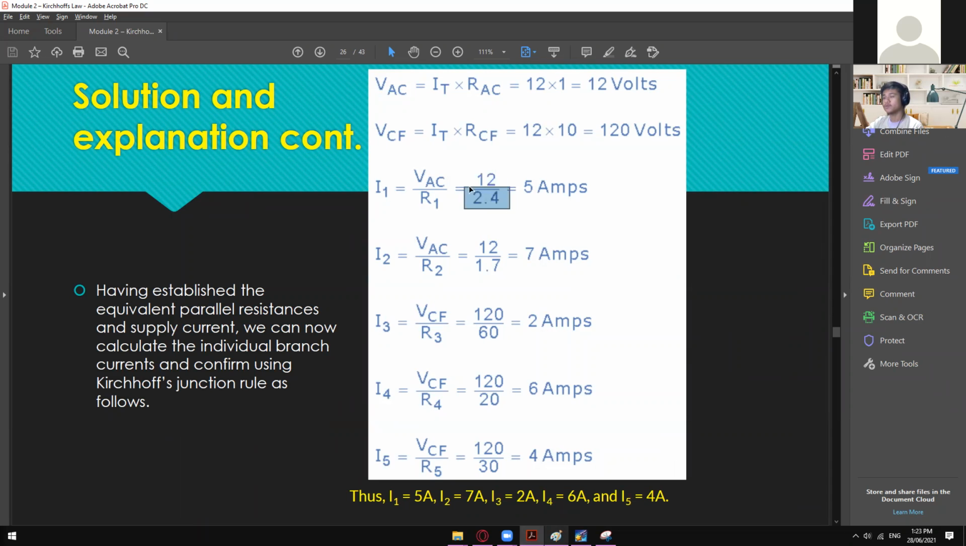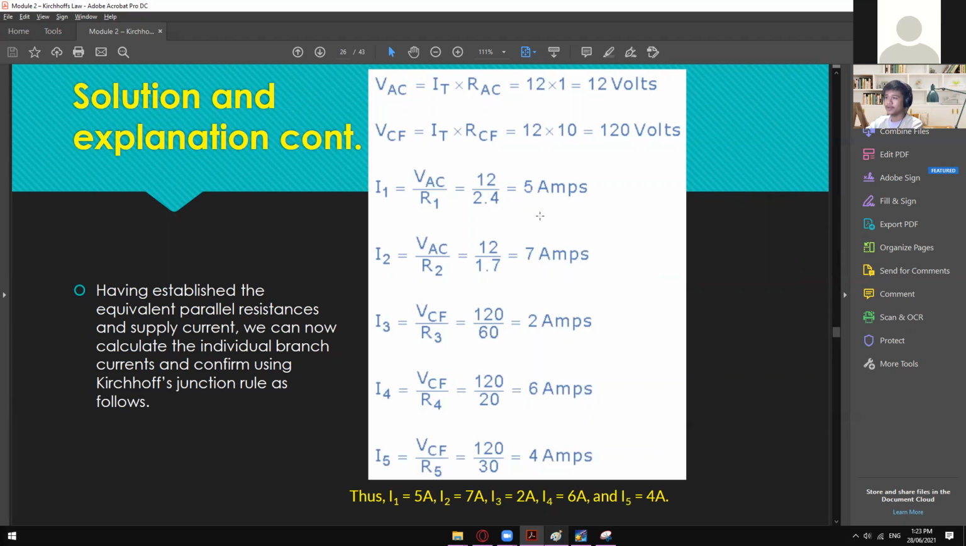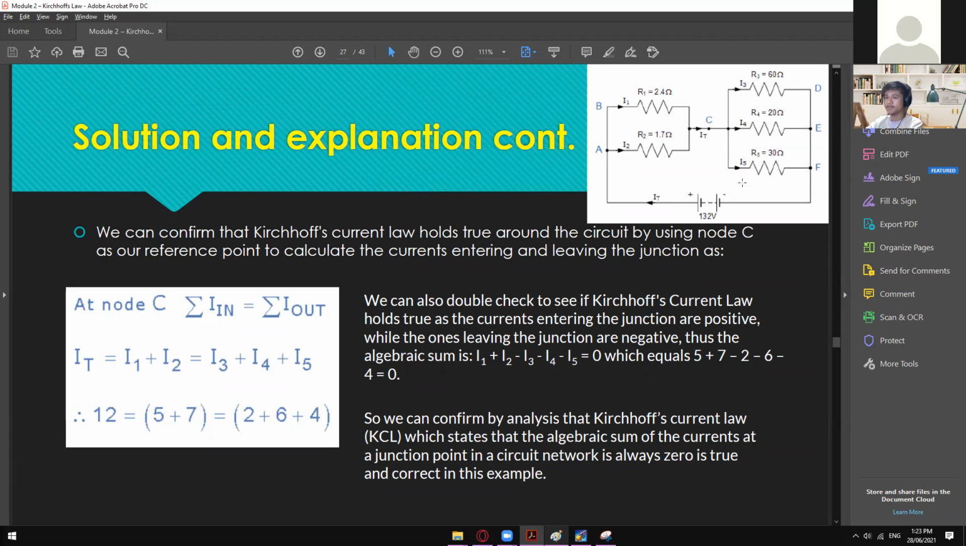So 12 divided by 2.4, which is the R1, you'll get 5 amps, and so on and so forth. Then using the KCL, for you to verify if your results right here are really correct or not, you can have this one. I total is equal to I1 plus I2, or I total is equal to I3 plus I4 plus I5. So I1 plus I2, 5 plus 7, is equal to 12. That's actually correct for the values of I1 and I2.